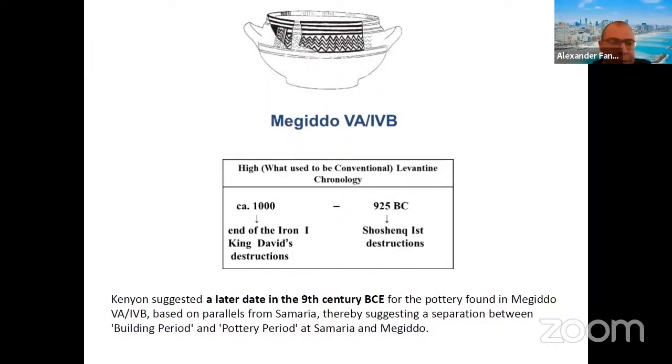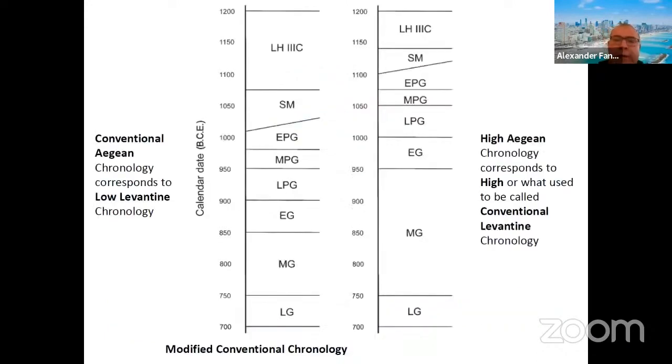On the other hand, Kenyon, following the Crowfoot chronology developed in Samaria, suggested a later date in the 9th century for the pottery found in Megiddo VA-IVB, based on parallels from Samaria, suggesting a separation between the so-called building period and pottery period at Samaria and Megiddo. When Coldstream worked out his famous chronological scheme, he was forced to deal with these two competing chronologies.